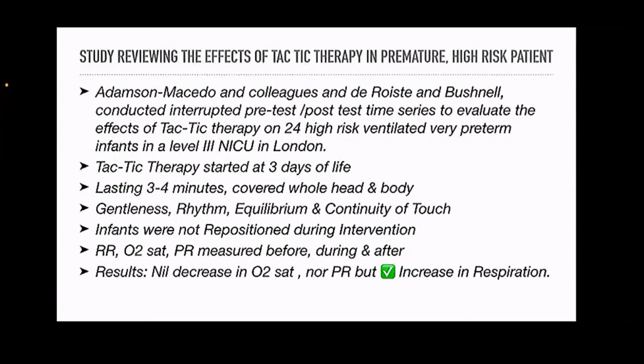The infants were not repositioned during the intervention, and the respiratory rate and oxygen saturation, as well as the pulse rates, were measured before, during, and after. The results included no decrease in oxygen saturation, nor pulse rate, but there was definitely an increase in respiration.